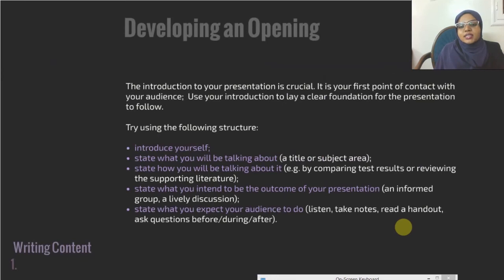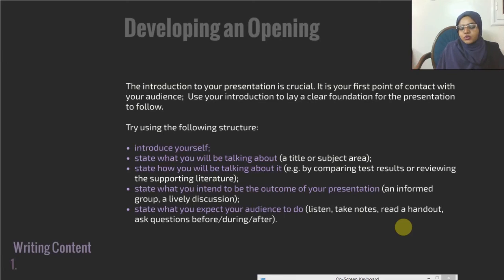Then we come to writing the content. Of course, the first part is developing the opening, or the introduction. The introduction to your presentation is very crucial. It's your first point of contact with your audience. You try to use this introduction to lay a clear foundation for the presentation to follow. You state clearly the purpose and the objective of the presentation and what you expect from your audience.